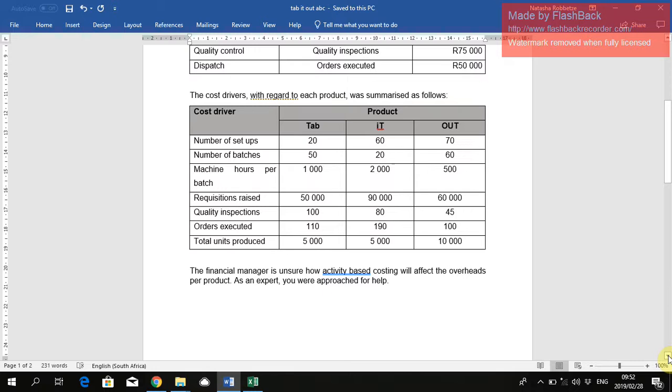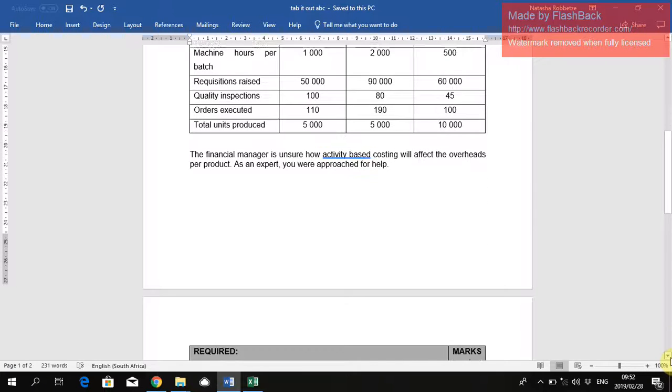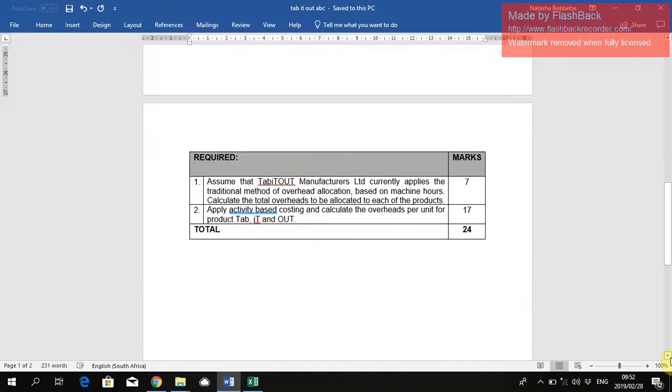They say the financial manager is unsure how activity-based costing will affect the overheads per product, and you were approached to give some advice. In number 1, they ask you to assume that they apply traditional costing method, and you need to allocate the overheads based on the machine hours. Calculate the total overheads to be allocated to each product for a total of 7 marks.